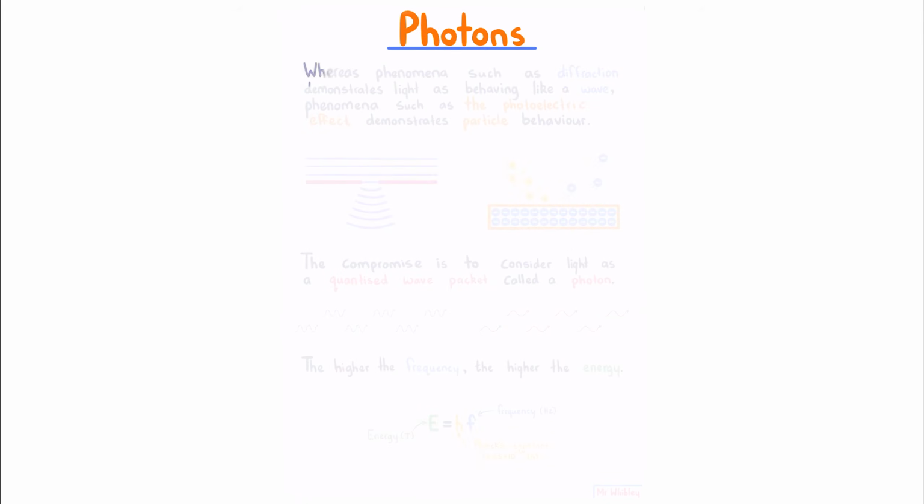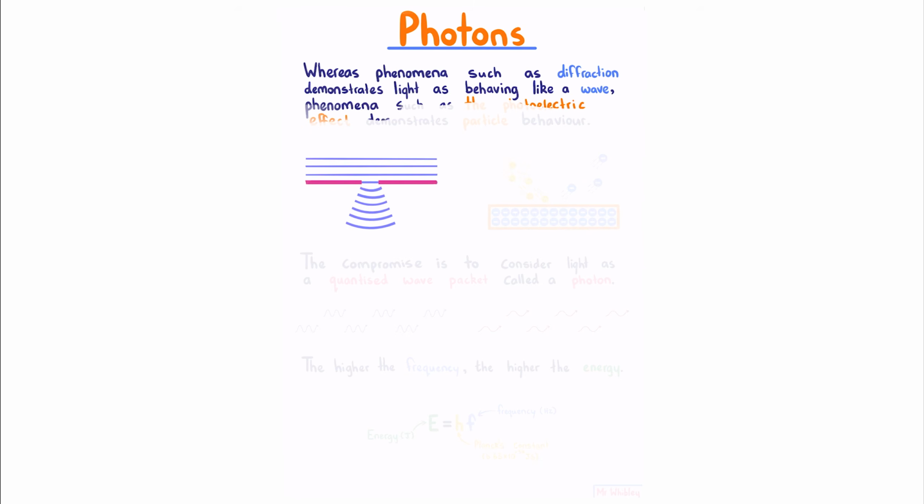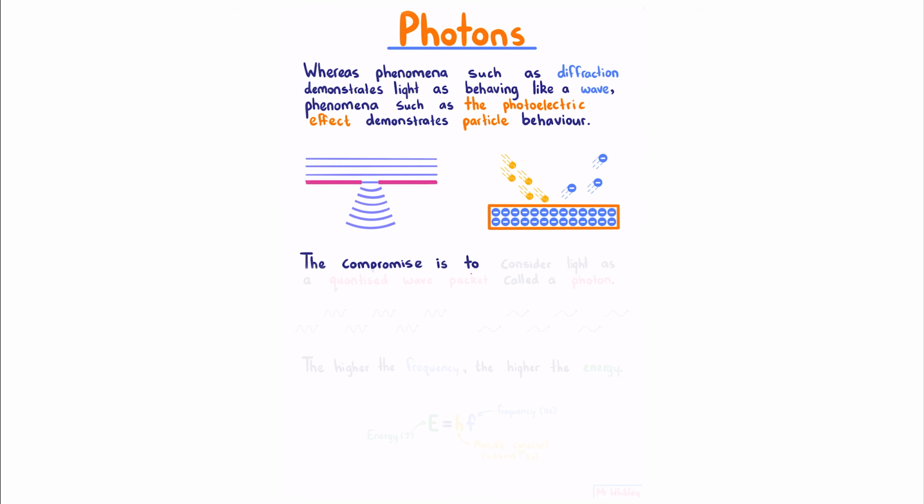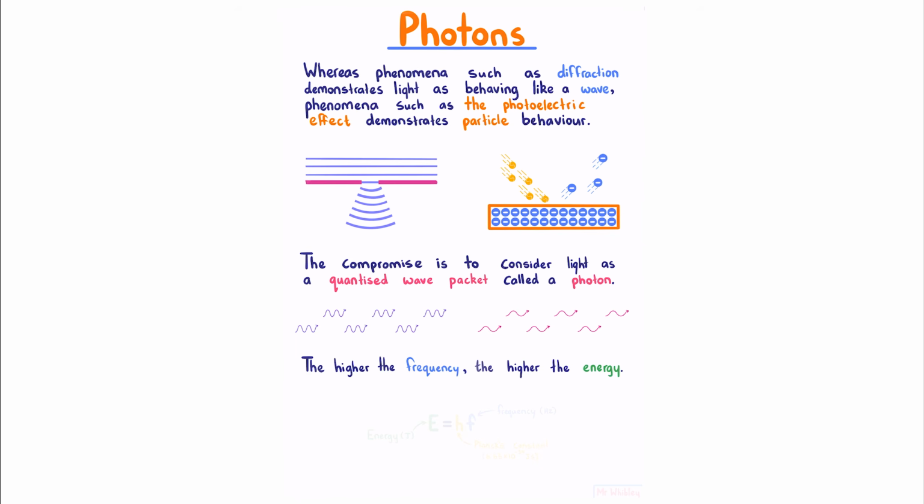Photons. Whereas phenomena such as diffraction demonstrate light behaving like a wave, phenomena such as the photoelectric effect demonstrate particle behavior. The compromise is to consider light as a quantized wave packet, which we call a photon. The higher the frequency, the higher the energy. The exact relationship is that the energy is Planck's constant multiplied by the frequency.